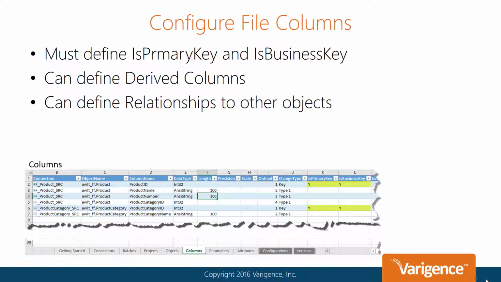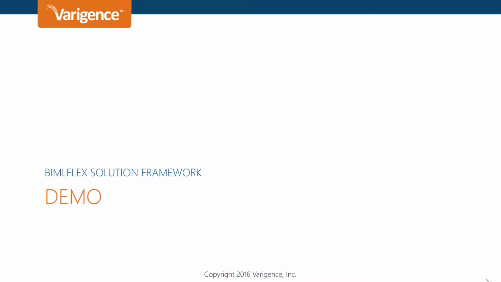As a bare minimum, for every object inside of BimlFlex, you have to have one business key and at least one primary key. You can have multiple primary keys, but you can only have one business key. So when importing a flat file, you have to know what the column is that drives the primary key on this thing, and that's required for the staging layer. So as a bare minimum, that's what it is. So I'm going to go ahead now and show you a demo.